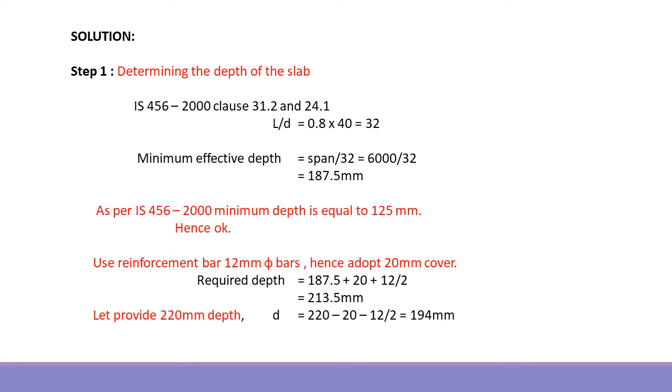So required depth is 187.5 plus cover plus 12 divided by 2, which is our formula. Then required depth is equal to 213.5 mm. Let us provide 220 mm depth. So d is equal to 220 minus cover, which is 20 mm, minus diameter by 2, which is the formula. So d is equal to 194 mm.